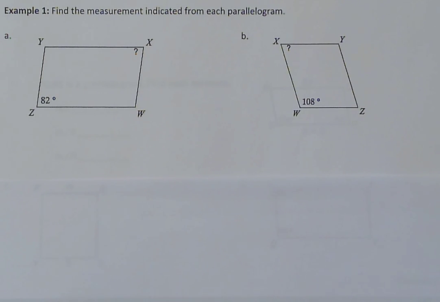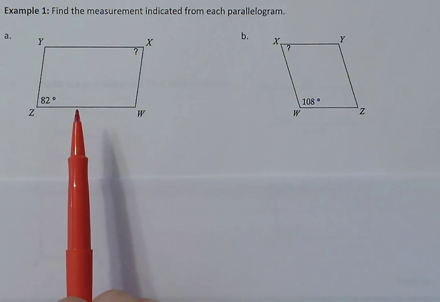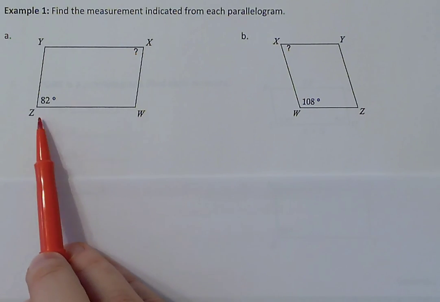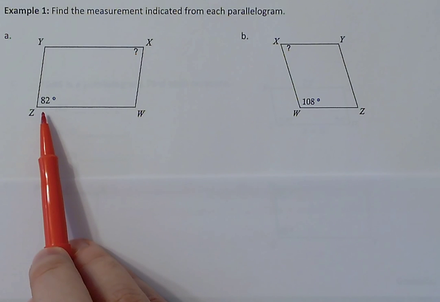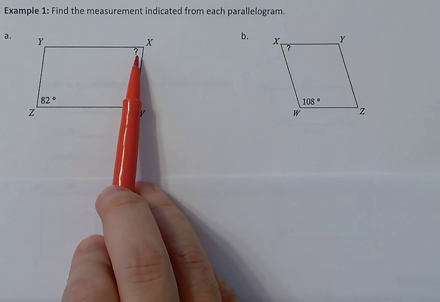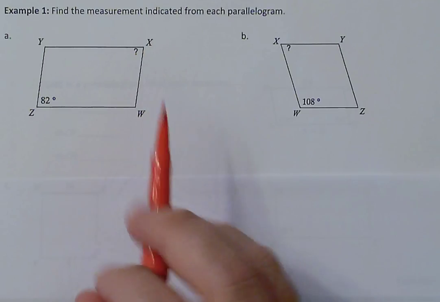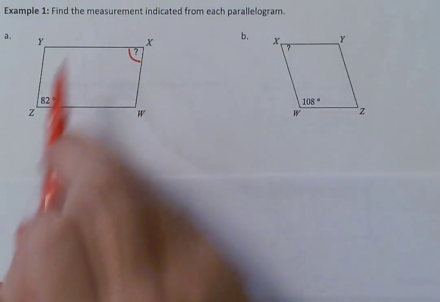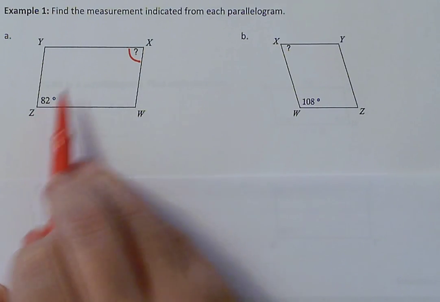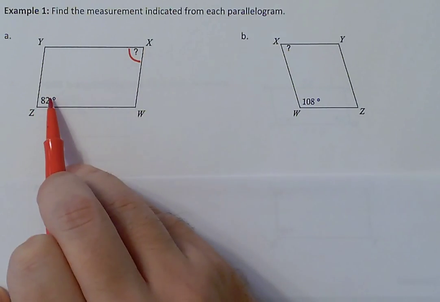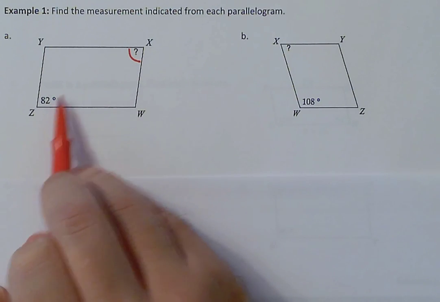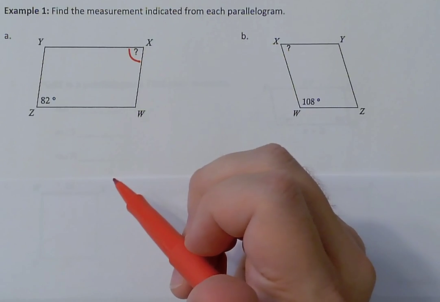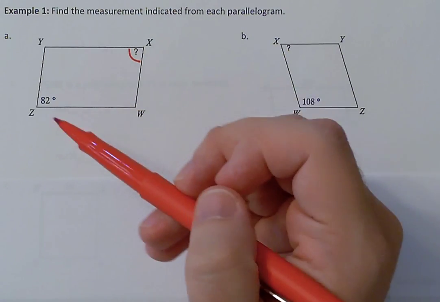So if we look at A, we have the quadrilateral WXYZ, and they tell us that angle Z is 82 degrees, and they want us to figure out what the measure of angle X is. They also tell me angle Z. How are these two angles related? Are they consecutive, or are they opposite of each other? They are opposite. They're not consecutive because they're not next to each other.